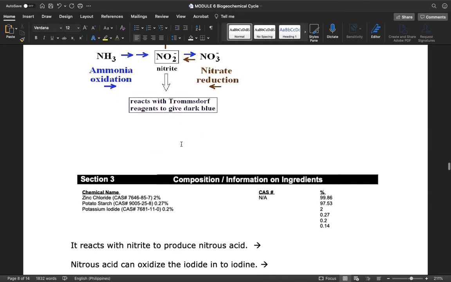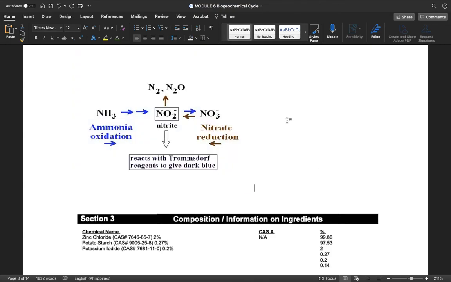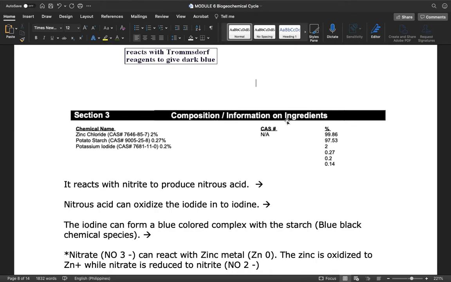Now, how is the Tromsdorf reagent capable of detecting nitrite? Let's take a look first at the components of the reagent. According to the MSDS, the material safety documentation of the Tromsdorf reagent, this is its composition. There are three chemical components: zinc chloride, potato starch, and potassium iodide.